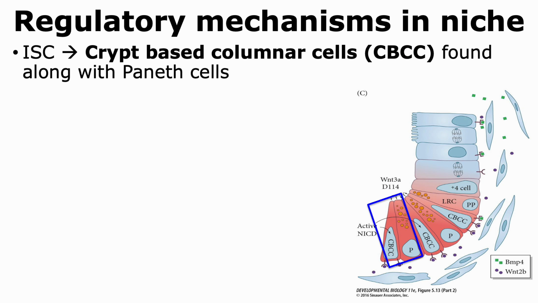Now, there are a few regulatory mechanisms present in the intestinal stem cell niche, and in this case, let's look at how that happens. There are a few different types of stem cells present, but the most predominant intestinal stem cell are the crypt-based columnar cells, or CBCC. They are found along with another type of intestinal cell, which is not a stem cell, the Paneth cells. That's what we can see in the figure in the blue box, where we see a CBCC cell, and right next to it is a Paneth cell.